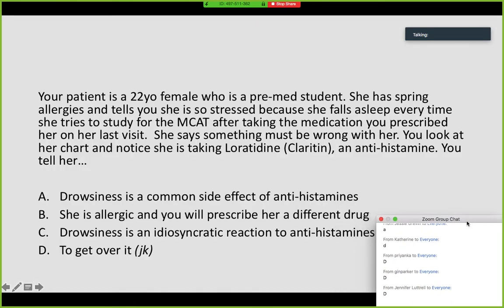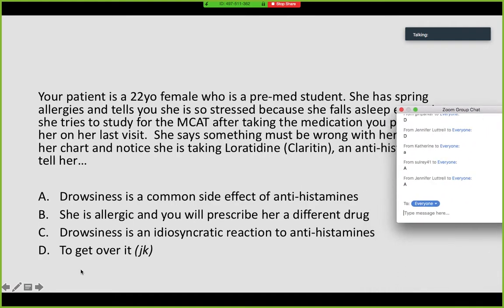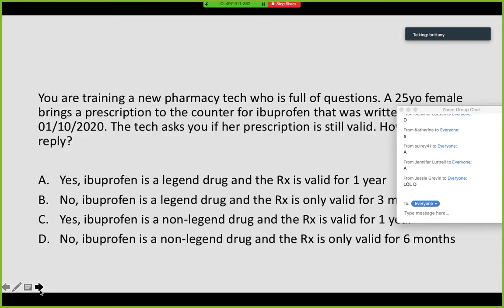Okay. A 20-year-old female is a pre-med student. She has spring allergies and tells you she's stressed because she falls asleep every time she tries to study for the MCAT after taking the medication you prescribed her in her last visit. She says something must be wrong with her. You look at her chart and notice she's taking loratadine. What do you tell her? Great, good job. Drowsiness is a common side effect of antihistamines. Okay, so know the difference between an allergy and a side effect.